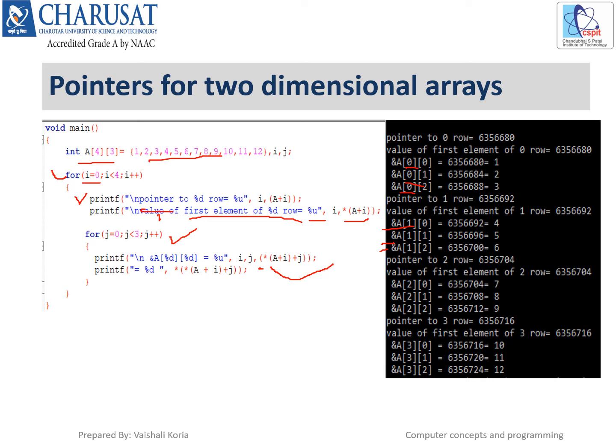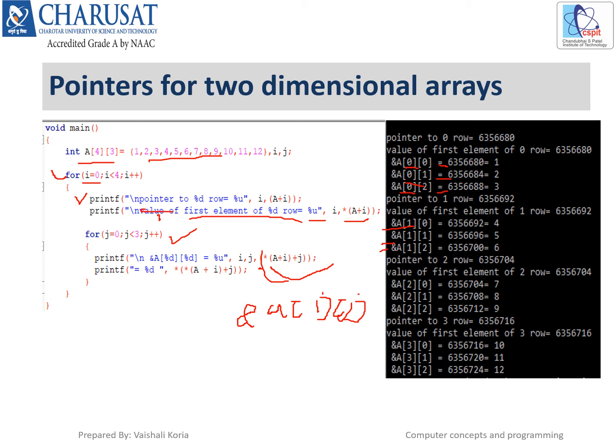Now at the place of this, you can see the address is printed. So that means when you write *(a plus i) plus j, it will give you the address of a of ij, meaning the element address. The address of the aij element can be accessed using this format, *(a plus i) plus j.